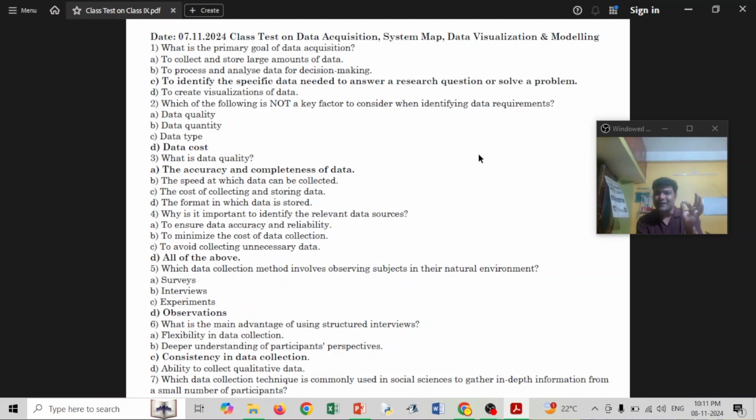What is the main advantage of using structured interviews? C is the correct answer: consistency in data collection. Consistency means simultaneous collection of data.